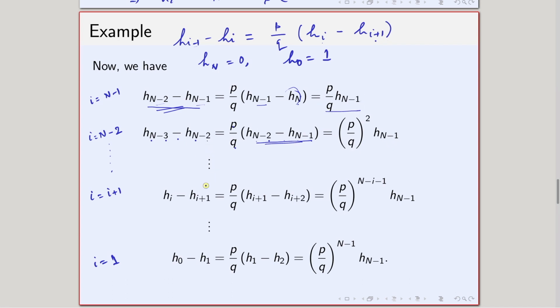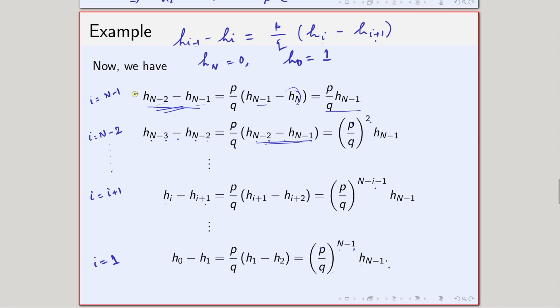Similarly, I can proceed. Finally, in general, Hi minus Hi plus 1 turns out to be this quantity. The power of P by Q keeps increasing, 1, then 2, and so on, along with Hn minus 1, and finally the term turns out to be (P by Q) to the power n minus 1 multiplied by H of n minus 1. So we have this system of equations, and we are trying to solve it.